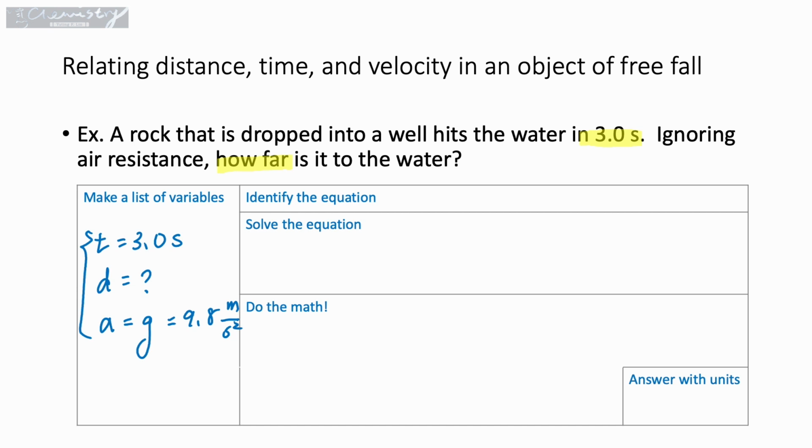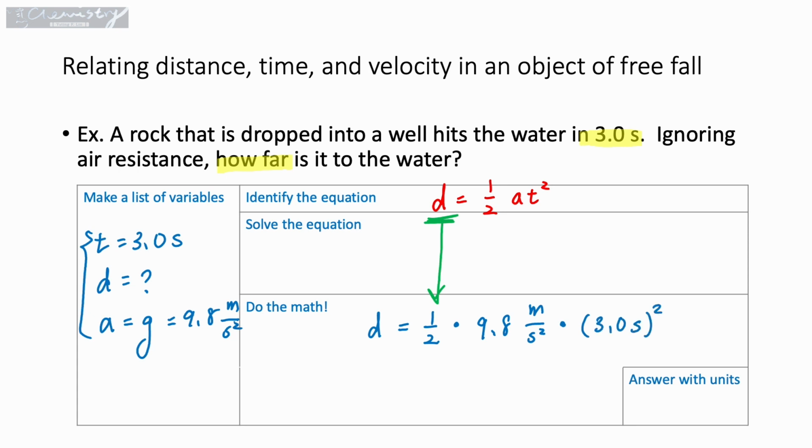So in this case, we are going to use the equation distance equals 1/2 a t squared. And we don't need to solve for the equation because distance is already by itself, right? So let's try to do the math part. So d is what we're looking for. And if you don't like d, you can put it as x is equal to 1/2 times a, which is the gravity g, that is 9.8 meters per second squared, and then multiply by time squared. So it's 3.0 s squared.